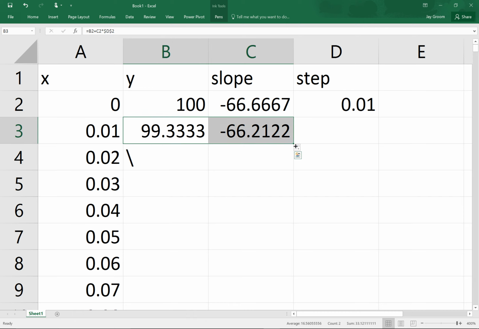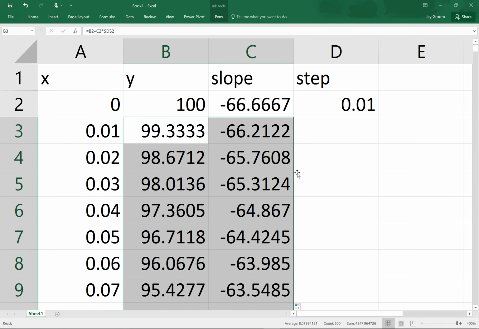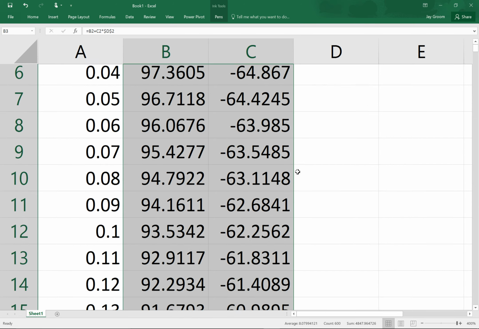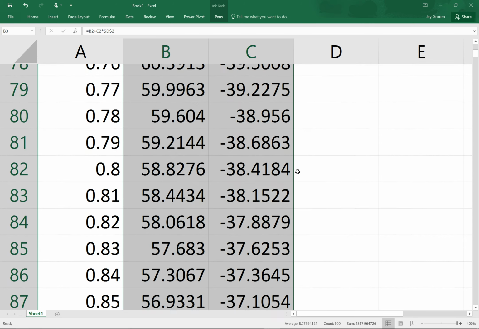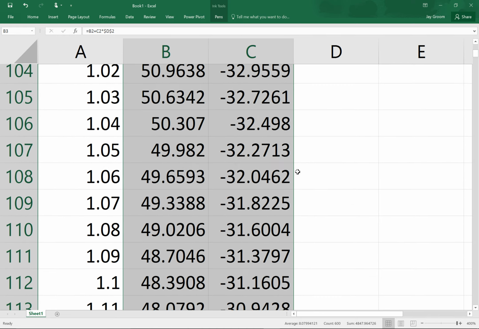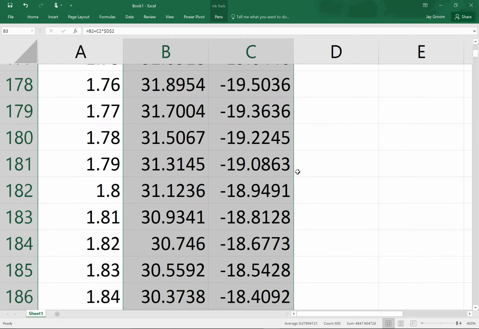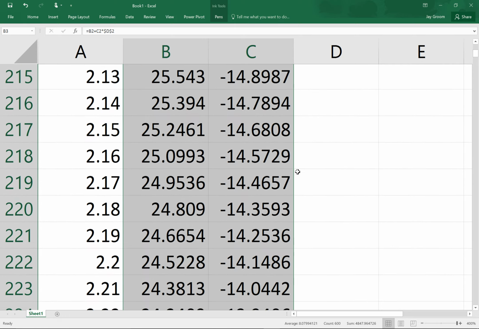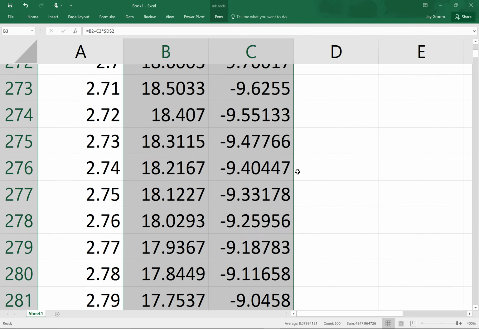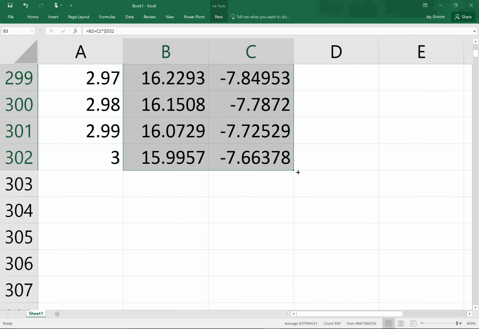Double click. Give it to me. Oh, for crying out loud. Double click. There we go. Oh. It's like we're zooming in on something. Still going down. Oh, 15-ish. What would happen if we kept going further? I don't know. Let's find out.